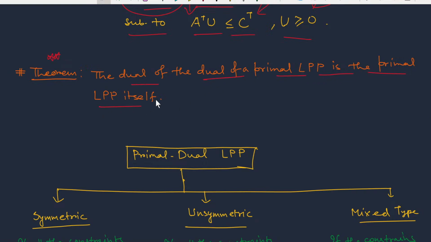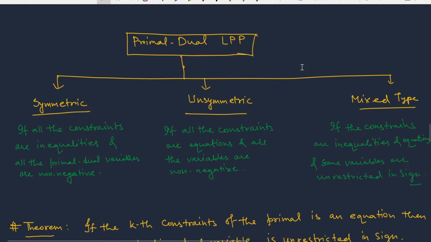That means this is a very important theorem, and based on this theorem, in some years there are questions in the GATE exam, okay. So the dual of the dual is the primal. Now let us see the table. Primal dual problem, okay.